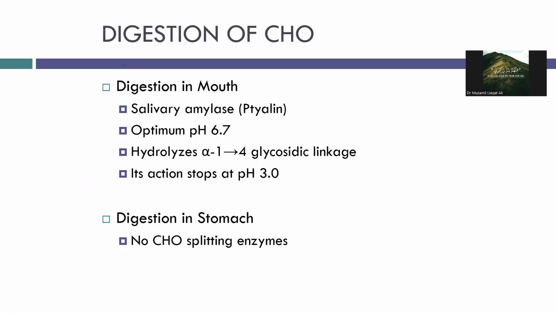So the process of digestion begins at the level of the mouth, right? The salivary amylase, ptyalin, initiates starch digestion. The optimum pH is 6.7. The amylase hydrolyzes the internal alpha-1,4 glycosidic linkages, and the products of this enzymatic activity are maltose, maltotriose, and alpha-limit dextrins. Its action is brief because it is inactivated at the acidic pH of the stomach, that is less than 3.